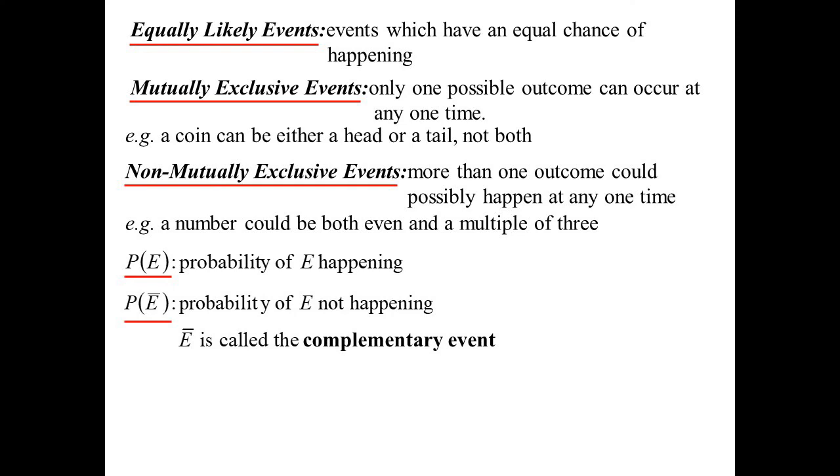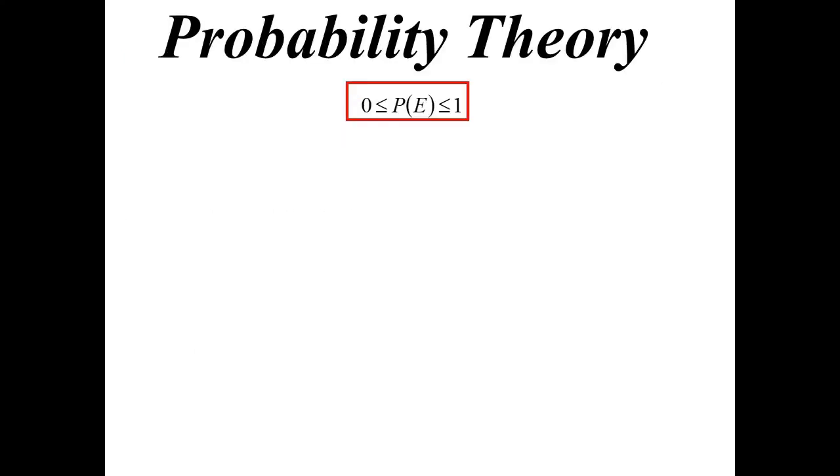And the complementary events, if I put a bar over the top of E, would be the probability of E not happening. So I'd say it's called the complementary event. Bit of probability theory then. That, I guess, is the key to everything.